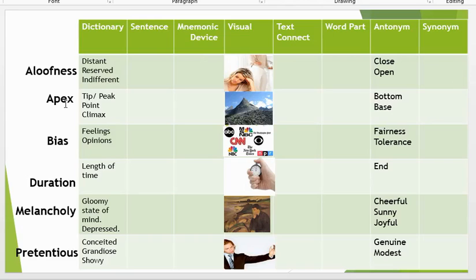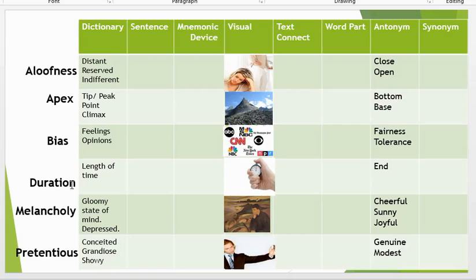The second word is apex. This means the tip, the peak, the point, the climax of something. If you look, there's a mountain, and you can see the very top is the apex. What it's not is a base or bottom. So that's the antonym. The next word is bias. It's the feelings or opinions that you have towards something. And often the news is biased. It will give you certain feelings or opinions towards something, even if you weren't there or don't know the whole story. The antonym for this word is fairness and tolerance.